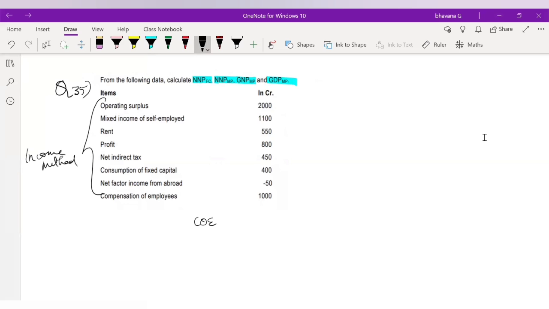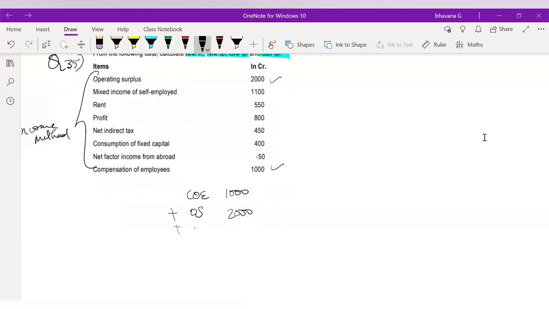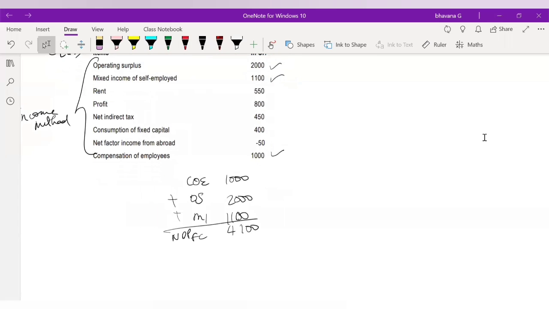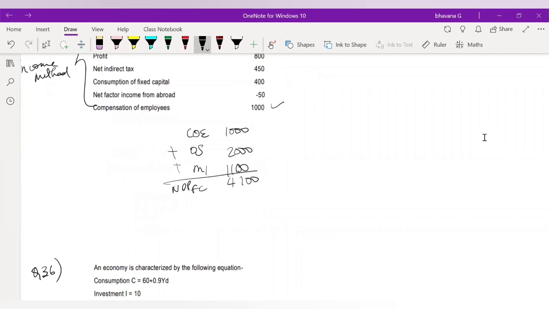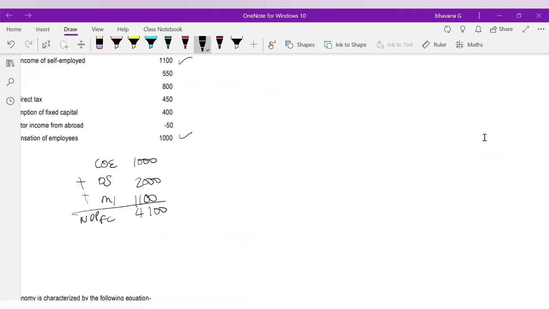So compensation of employees is nothing but 1000, plus operating surplus 2000, plus mixed income 1100. So if you do this, you will get NDPFC. So NDPFC is nothing but 4100. Next, first we will find out GDPMP. So for finding out GDPMP, we'll write it like this. So this is your NDPFC.